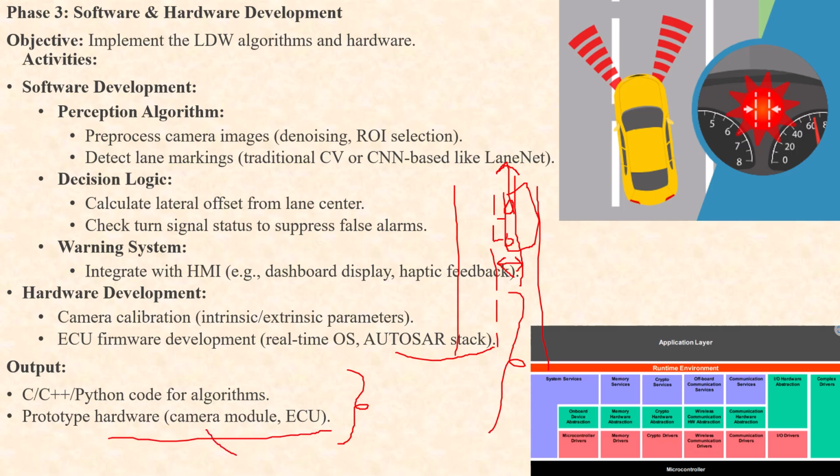What are the specifications of the camera module? For example, what is the resolution, what is the FPS of the camera, whether it is a stereo camera or a monocular camera, which brand the camera should come from, Bosch or Continental or Aptiv or any other camera manufacturer. And the ECU also: in this particular phase, the ECU specifications are also finalized, including the brand of the ECU, whether it comes from NXP or Infineon or Texas Instruments, and what the various RAM and ROM specifications are. All these things are clearly identified in this particular phase. Now let's see the next phase.